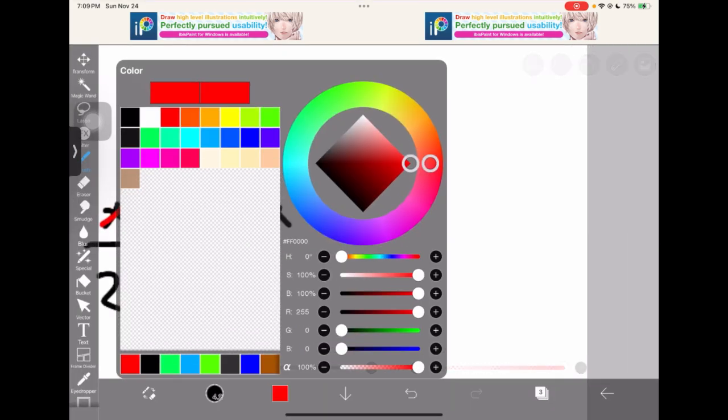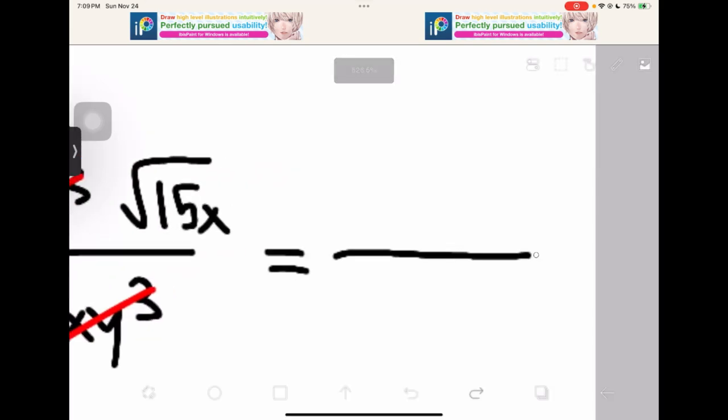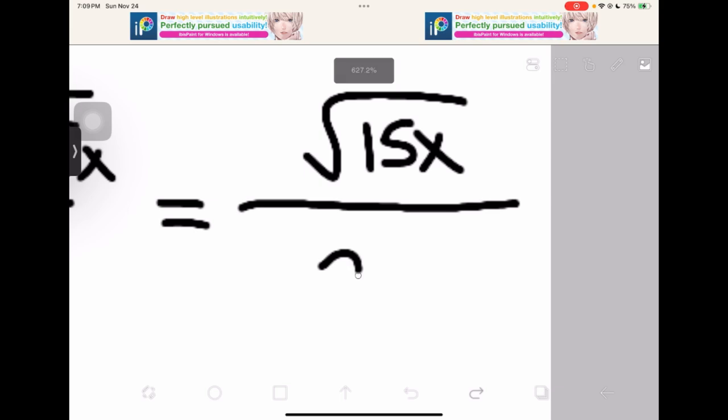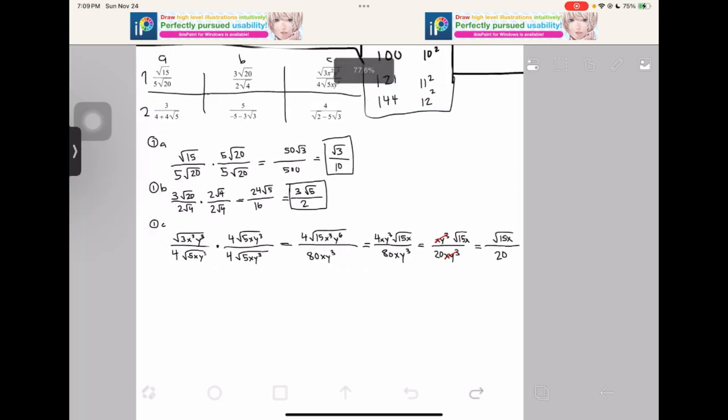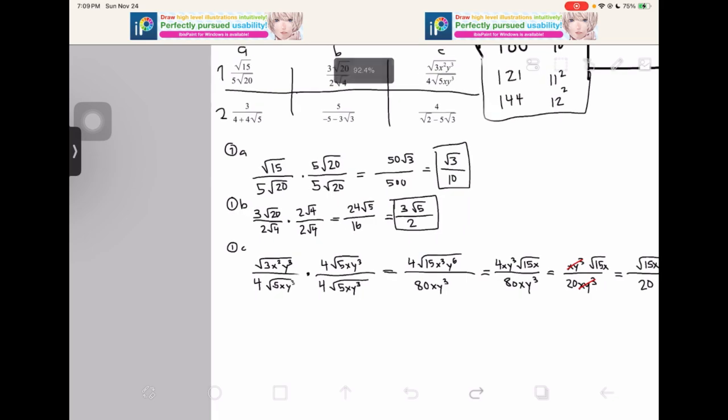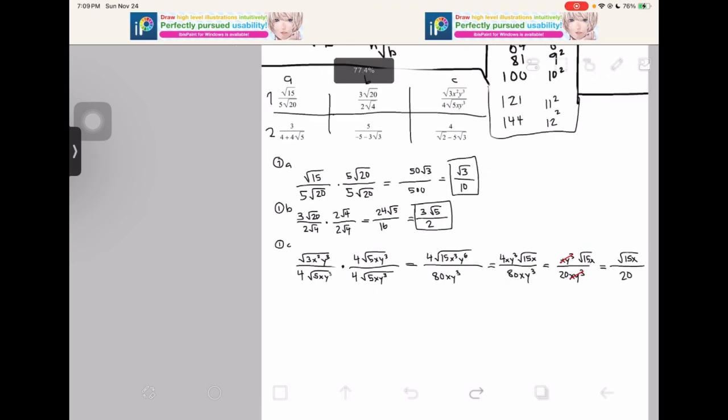So after all of that, it becomes 15x square root of 15x over 20. And that's the final answer. It's a pretty lengthy process, so it's understandable if you don't get it in the first attempt.